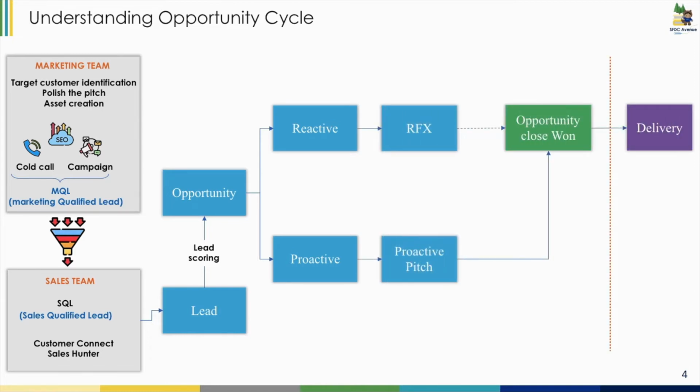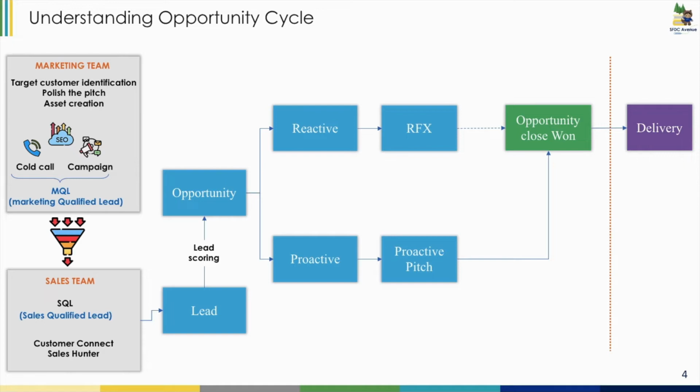Now, for both of these opportunities that we have seen, proactive and reactive, the sales and pre-sales team will work on it and the deal will get submitted. If we win the deal, the opportunity will be closed and marked as a closed win. Once the opportunity is won, it will go to the delivery team for actual implementation of the requirements.